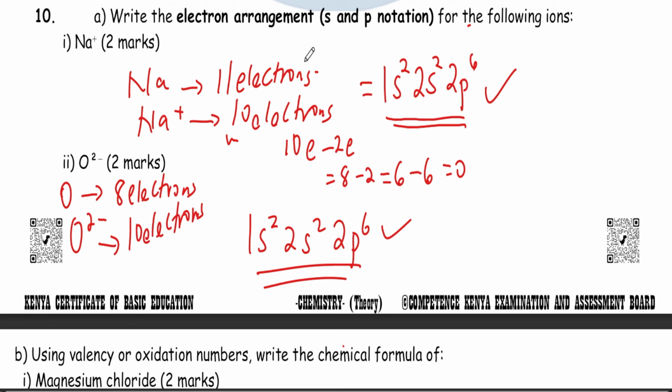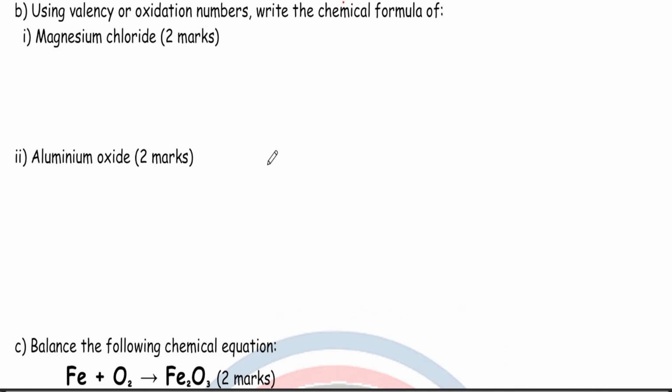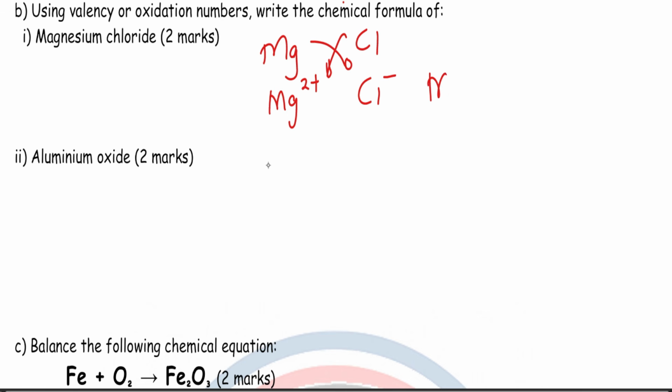Not that hard. Now question B, using valency or oxidation numbers, write the chemical formula of Roman 1 magnesium chloride and Roman 2 aluminium oxide. Now magnesium, if you write it in ion form, is written as Mg 2 plus. The valence is just 2. Chlorine is written as Cl minus, so therefore the valence is just 1. So magnesium will take the valency of chlorine, and chlorine will take the valency of magnesium, which is 2.